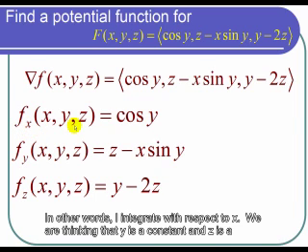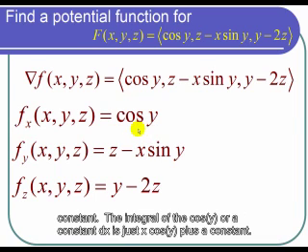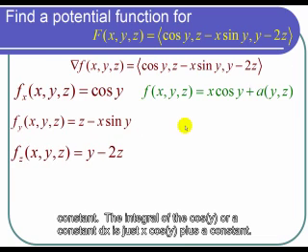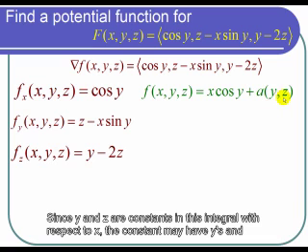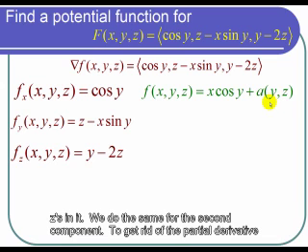So in other words, I integrate with respect to x. So we're thinking that y is a constant and z is a constant, and the integral of the cosine of y, a constant, dx, is just x times the cosine of y, plus a constant. And since y and z are constants in this integral with respect to x, the constant may have y's and z's in them. So we do the same for this second component.